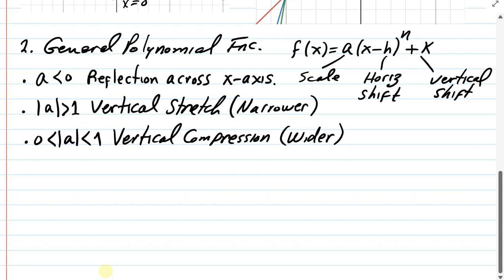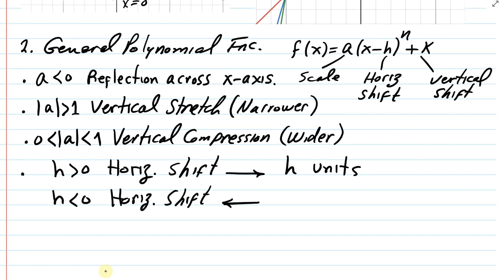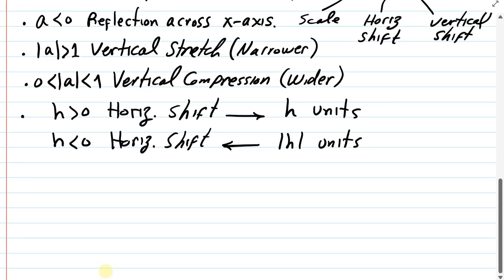Now, in terms of h, remember we've taken up hk form before. And just like before, if h is positive, then we have a horizontal shift. This time it will be to the right, h units. If h is less than 0, we still have the horizontal shift, except this time it will be to the left, absolute value of h units, because h is negative. So if it's negative 3, it moves left 3. The reason for absolute value is that.